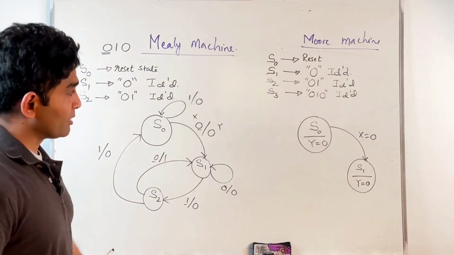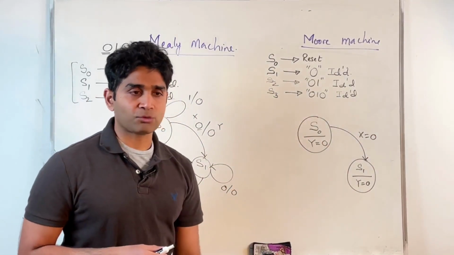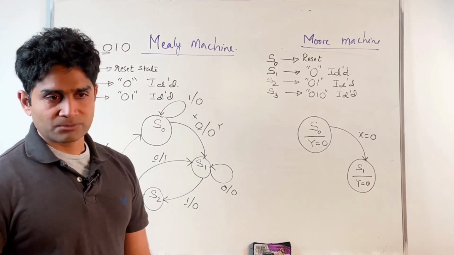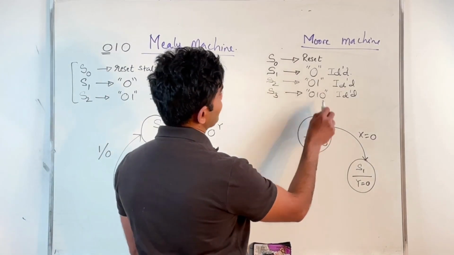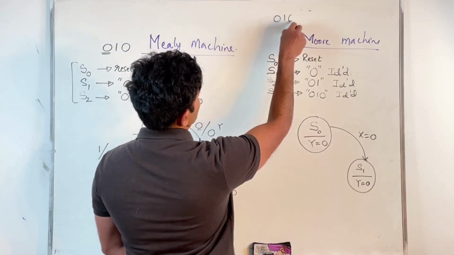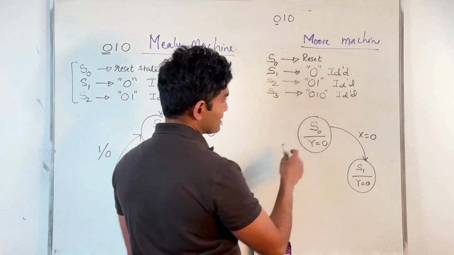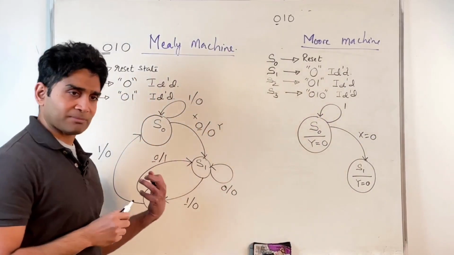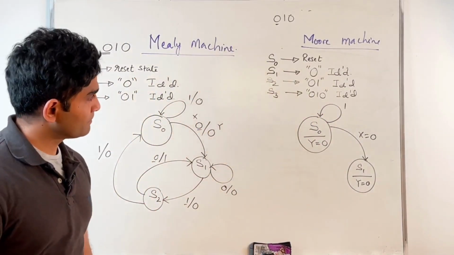What about x equal to 1? If I'm in S0 state, x equal to 1 is the first bit I encounter. I remain in the same state, right? Because 1 is not the first bit of my sequence to be detected. So I remain in the same state. I reset myself and start looking for the next bit.